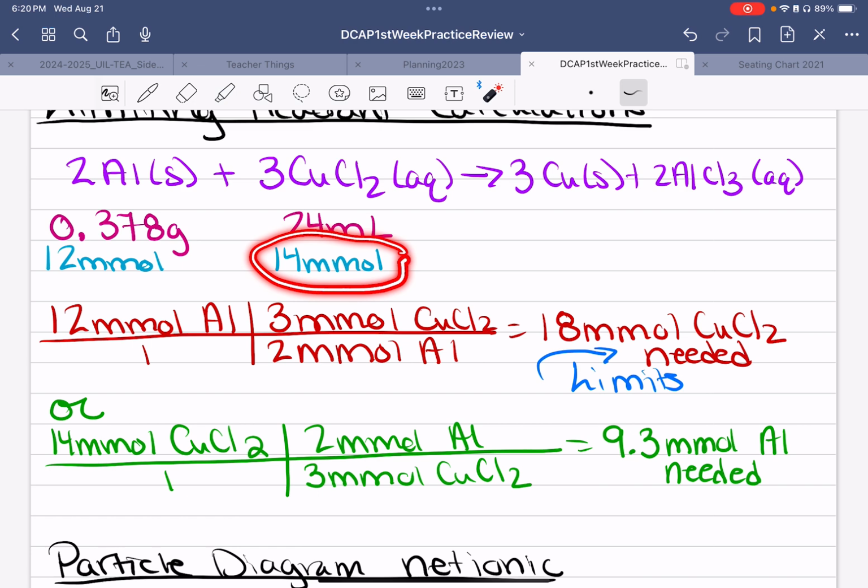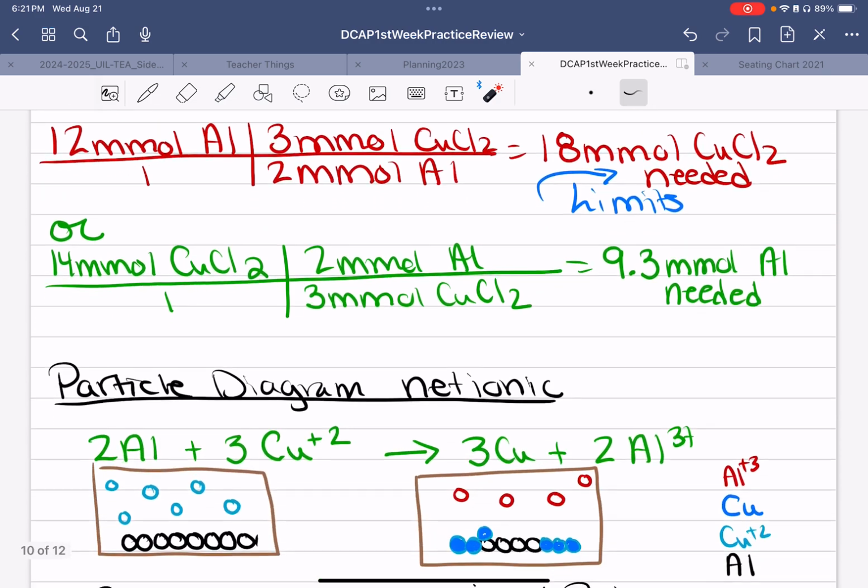If you're still unsure about that one, you could do your 14 millimoles of copper chloride, switch it over to aluminum, and I need 9.3. I have 12. So I have enough. So it is copper chloride that's limiting.